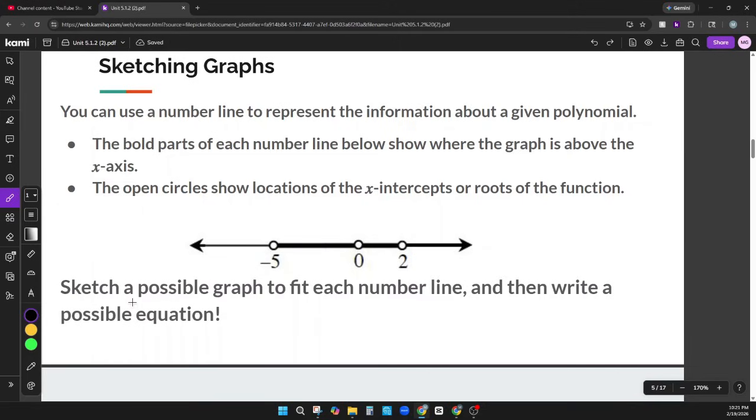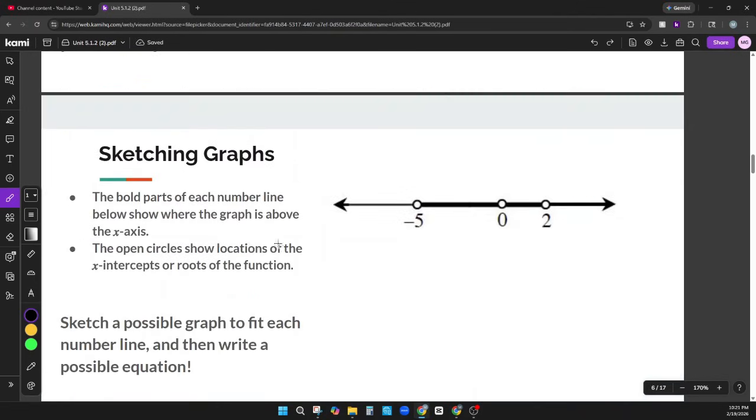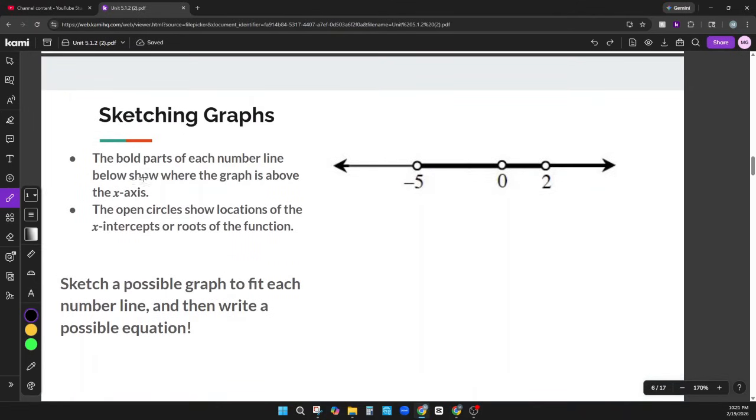Okay, we should have made an attempt on how to sketch this particular graph represented on this number line. Let's go ahead and explore what that is going to look like, okay?